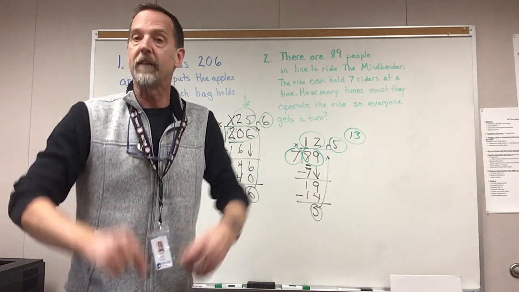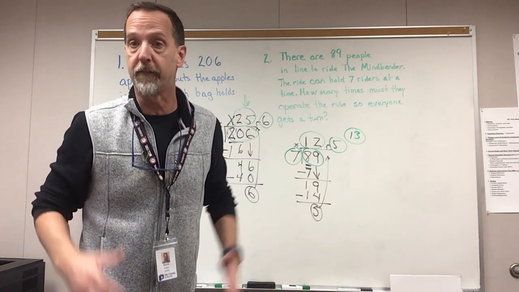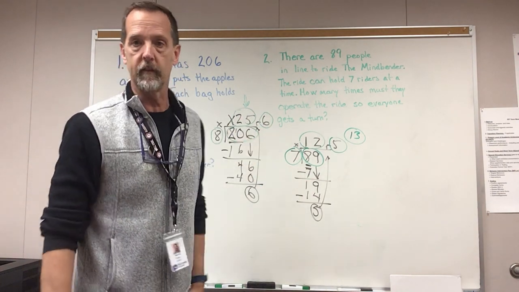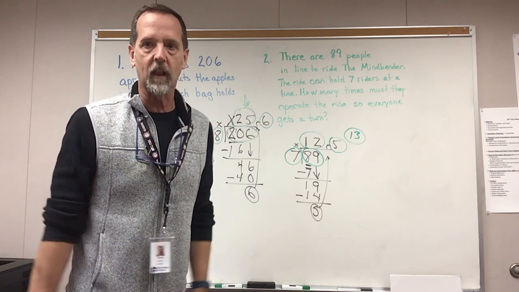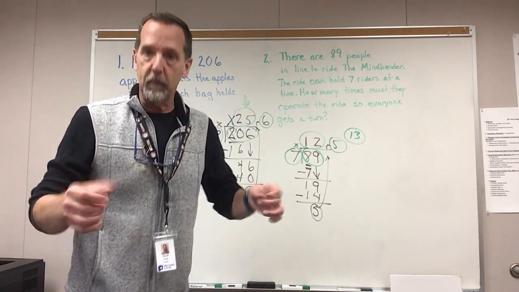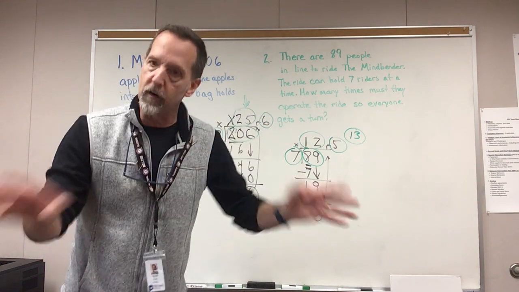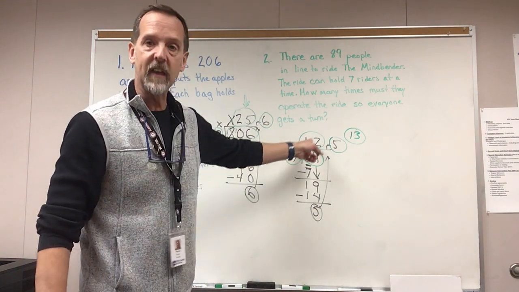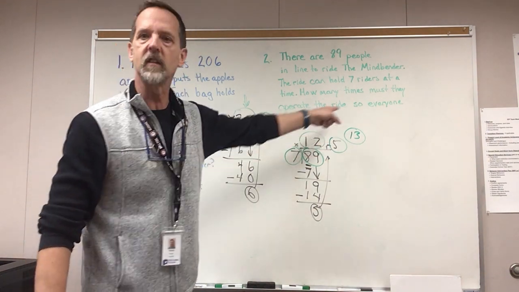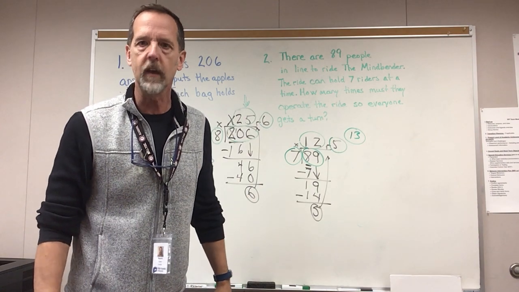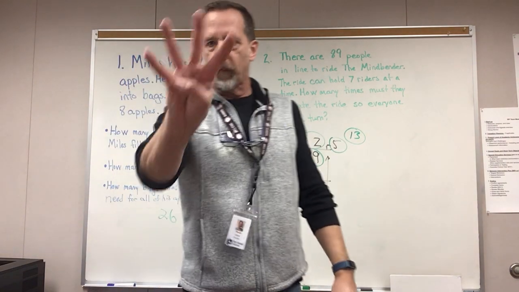Okay? If they asked how many times was the ride full, the answer would have been 12. How many people are left standing in the line? 5. How many times do they have to operate the ride so that everybody goes? Now we've got to think, and we've got to know that it's one more than this, and it's going to be 13.